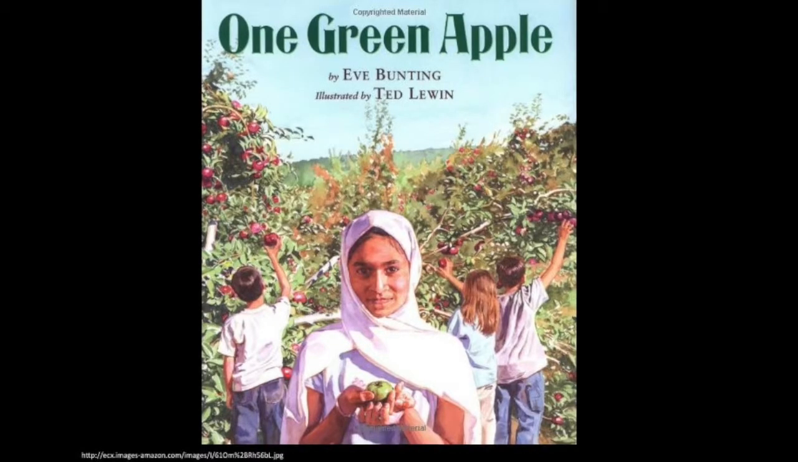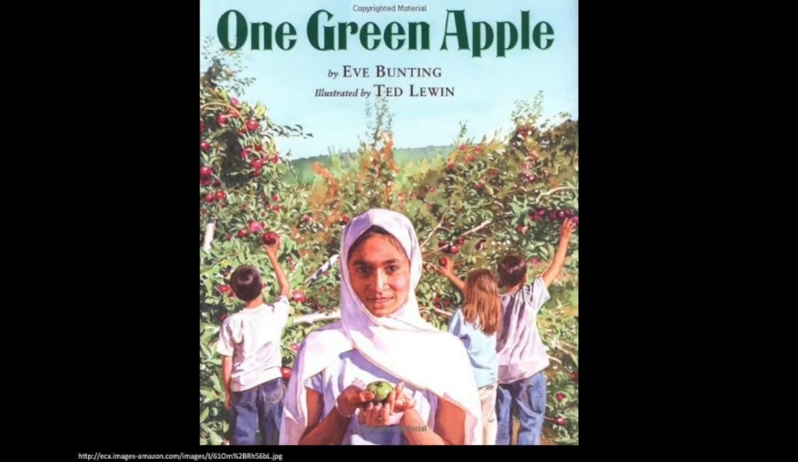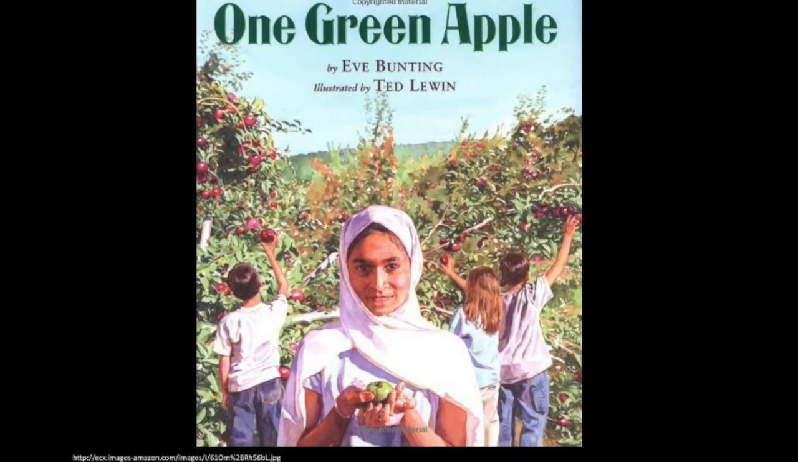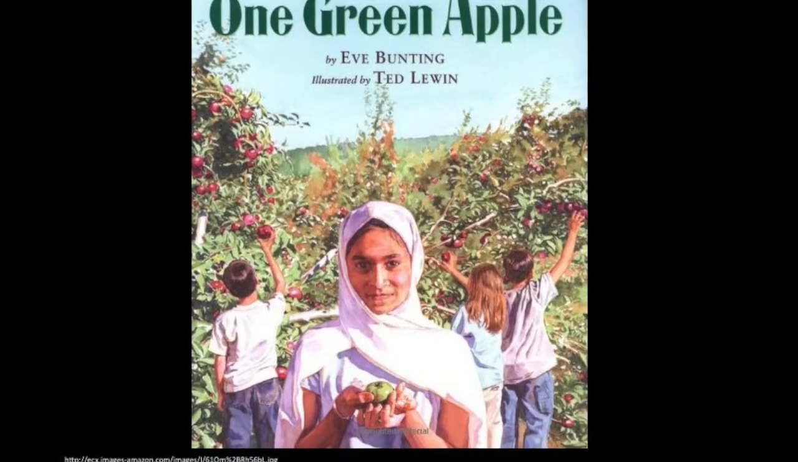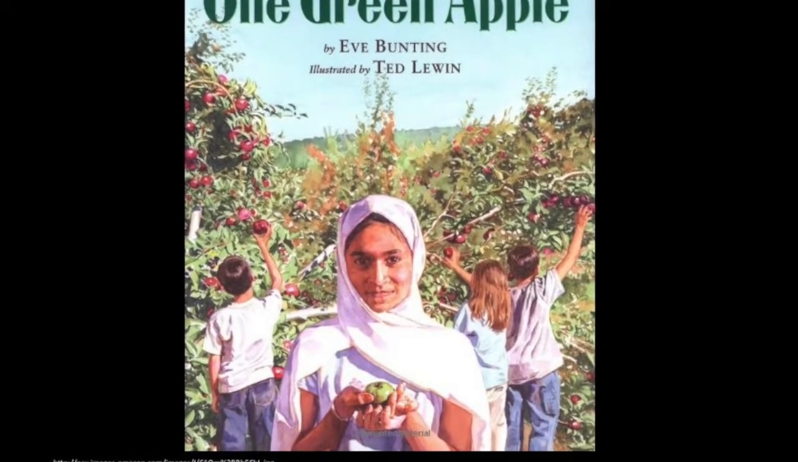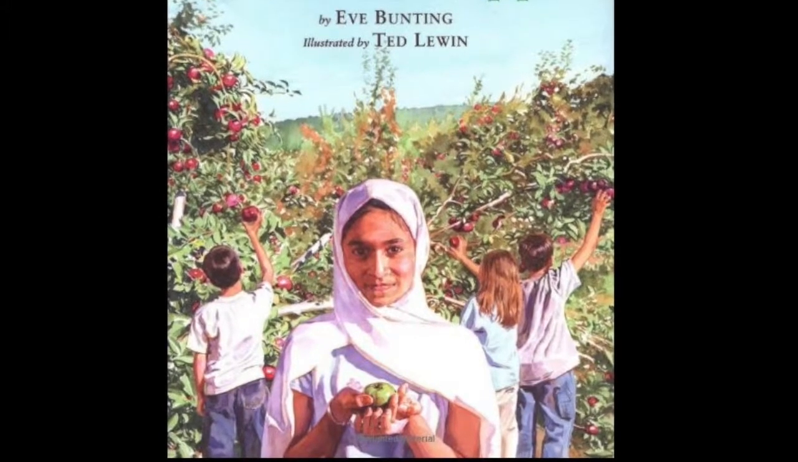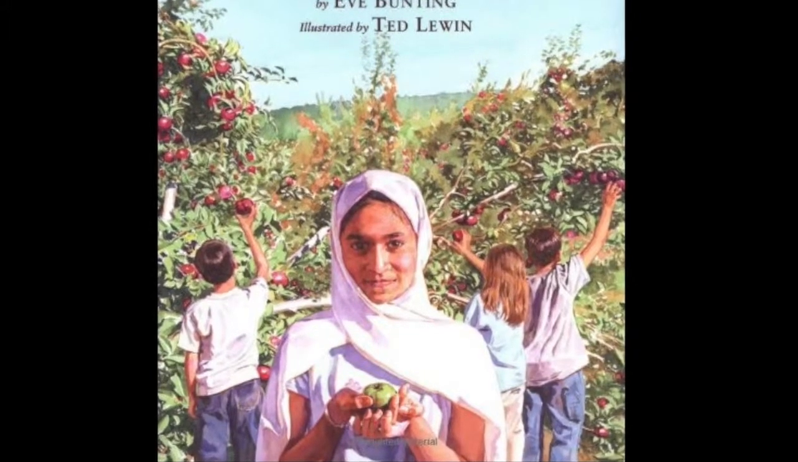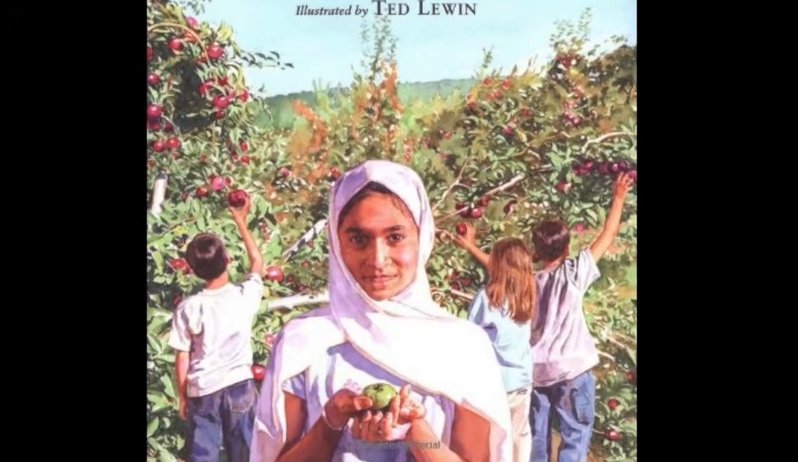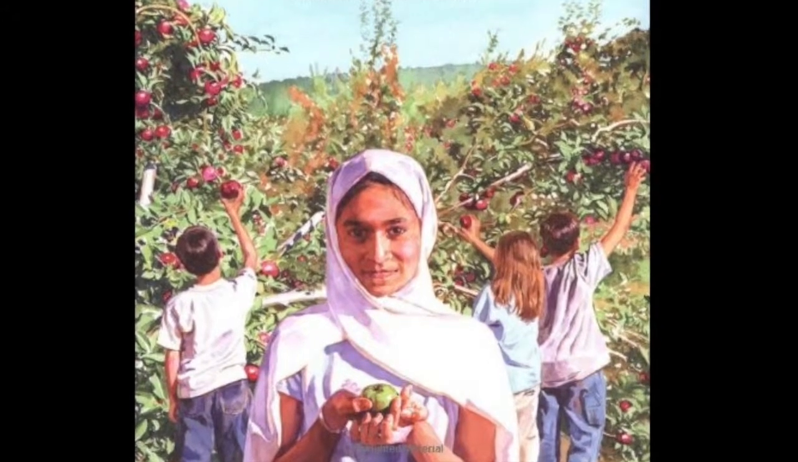In today's societal climate, it is crucial for students to examine children's literature that focuses on Middle Eastern culture. One book available on Amazon that does that perfectly is One Green Apple by Eve Bunting, illustrated by Ted Lewin. This book follows the story of the Muslim student Farah, the new student in school. She feels very different and experiences animosity from some of her new classmates.